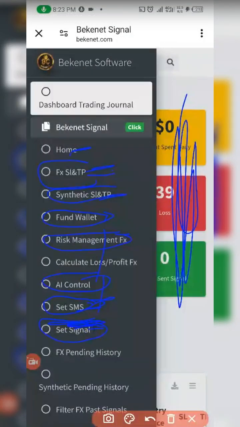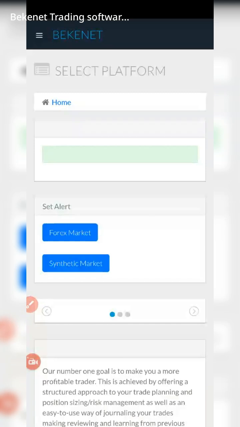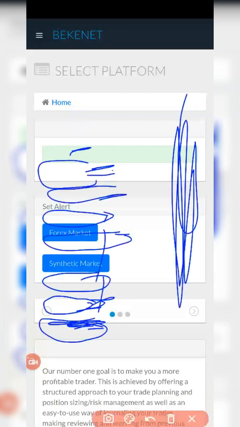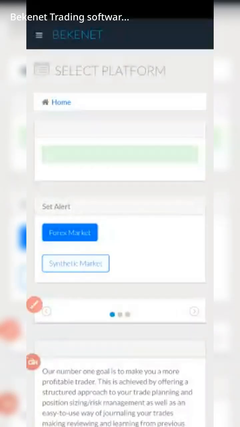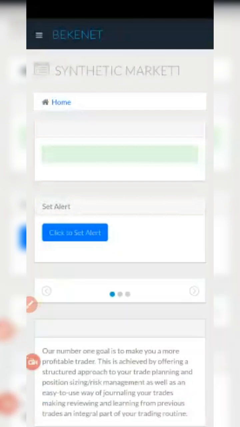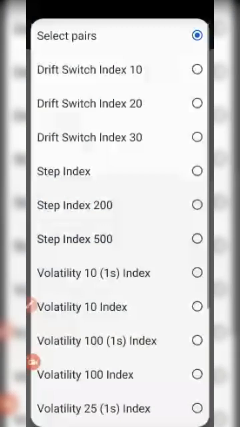So I'm going to click on set signal. It is spelled set signal. Very simple. So if I want to set for forex, either I click forex or I click synthetic. So I'm going to be clicking synthetic because that's your interest. All I need to do is just click. It will take me to another page. It loads me. I'll click to set alert. I'll click it. All I need is to select the pairs that I want.